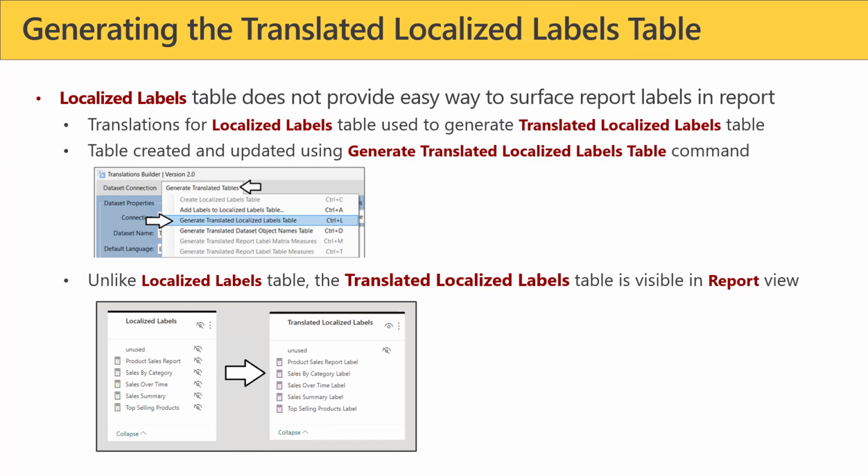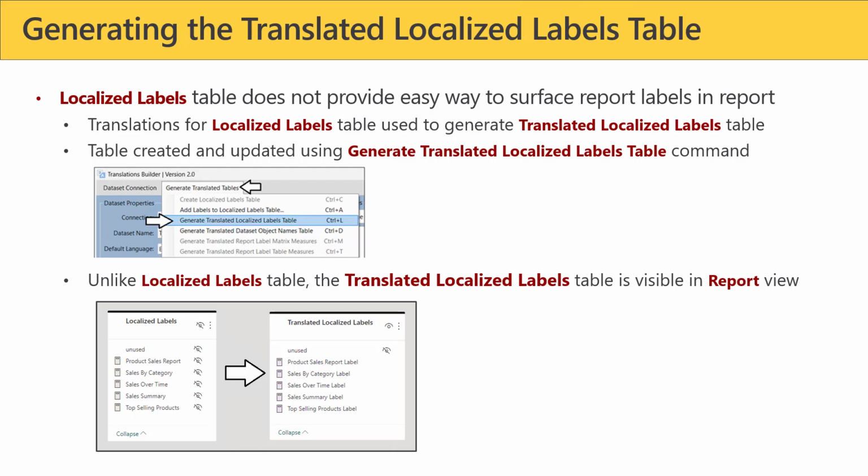Now, two different measures in the same project can't have the same name. So you can't give the measures the same name across these two tables. And so Translations Builder uses a simple strategy of taking a measure name like product sales report and just appending the word label to the end of the measure name. So product sales report label will be the thing that we use to surface that translation for a report label on a report.